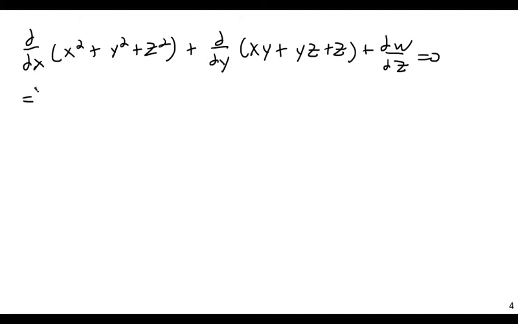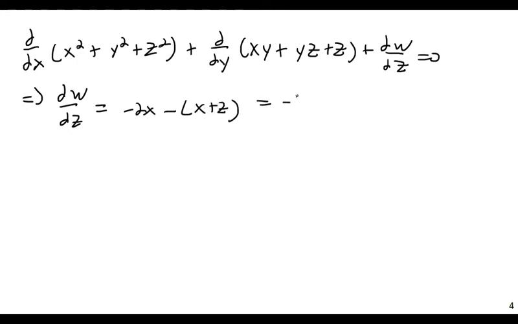So if we do this, we get that the partial with respect to w. If you go through and take the partial derivative of this with respect to x and the partial derivative of this with respect to y, you will get that the partial of w with respect to z is equal to negative 2x minus x plus z.